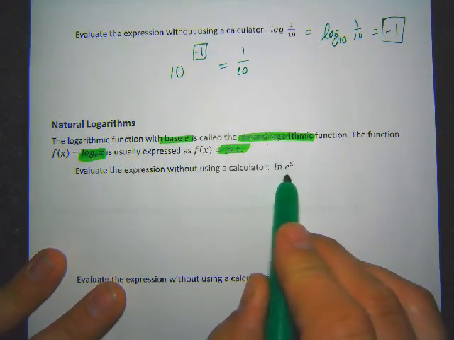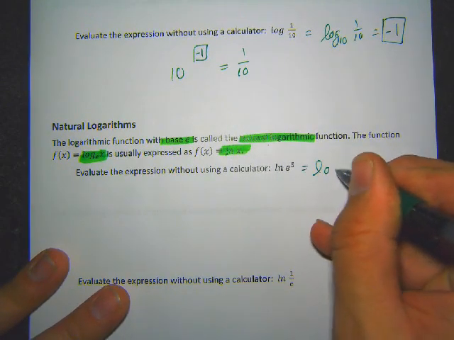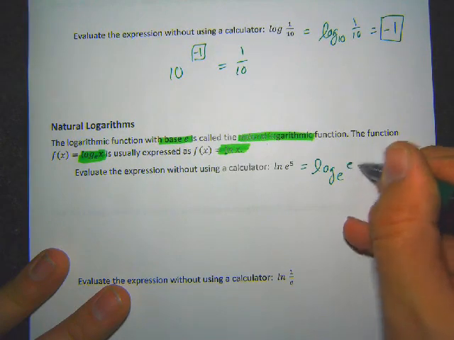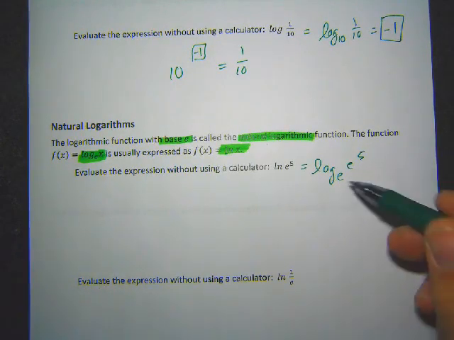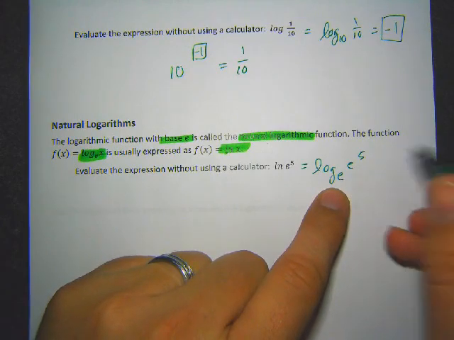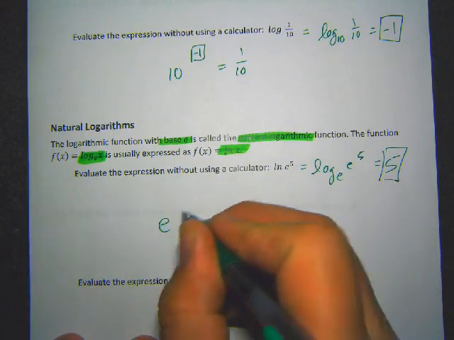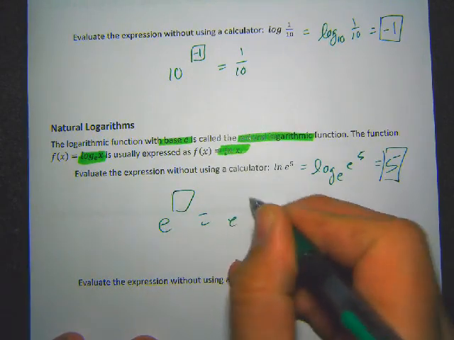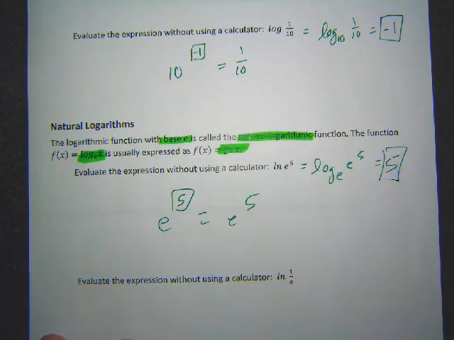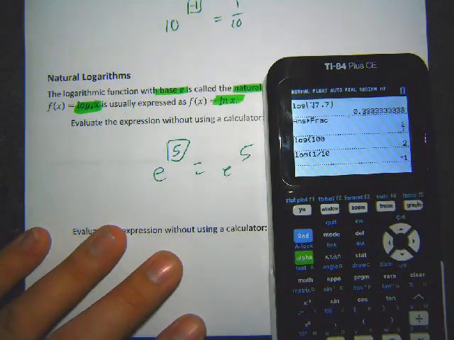So when you see something like this, ln e to the fifth, this is log base e of e to the fifth. If you write it that way, it's pretty clear that if I want to put a power on e to get e to the fifth, the answer is just going to be 5. You really don't need a calculator, because e to what power gives you e to the fifth? Well, the answer is the fifth power. That's pretty straightforward. But again, if you want to do it with a calculator, it's pretty straightforward.